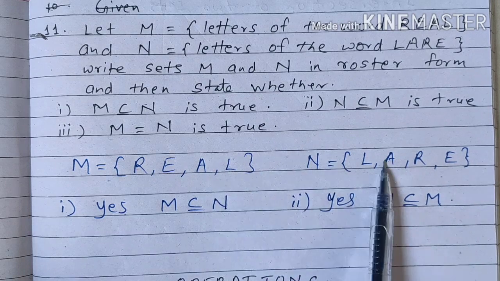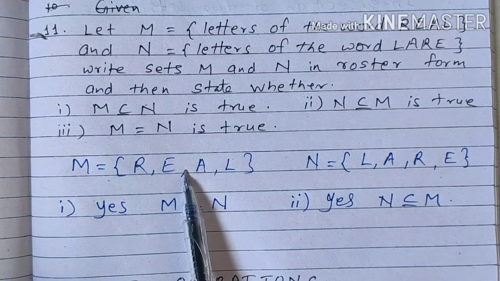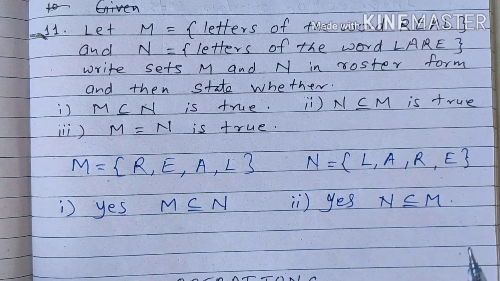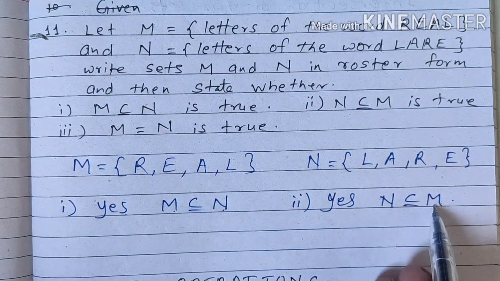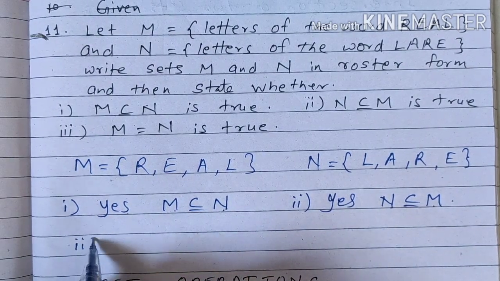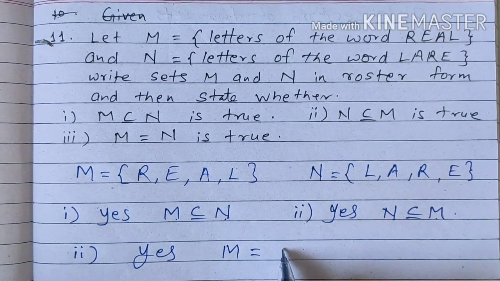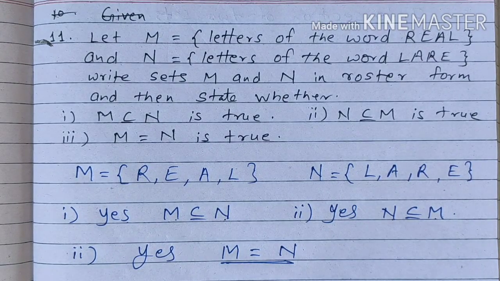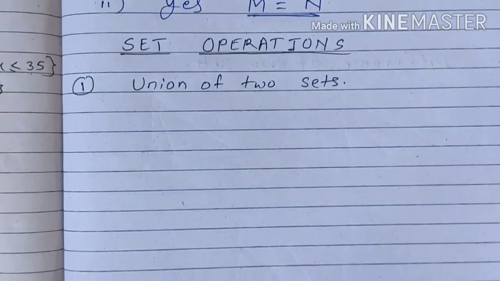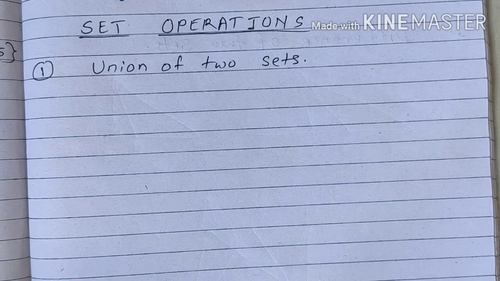Now both of the sets have the same number of elements, and we have already discussed in the previous lecture that if M is a subset of N and N is a subset of M, then we can say that M equals N, which means the two sets are equal sets. Got it? Now we are starting the new topic, that is operations on sets.